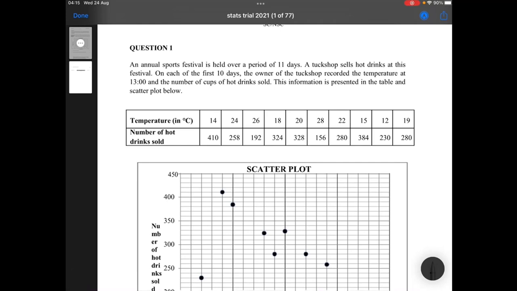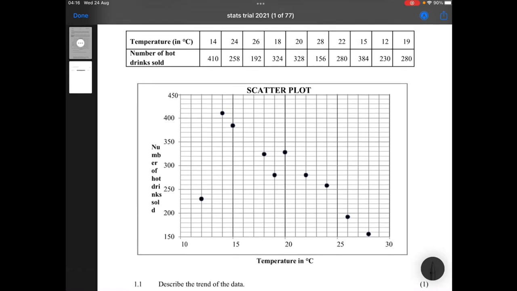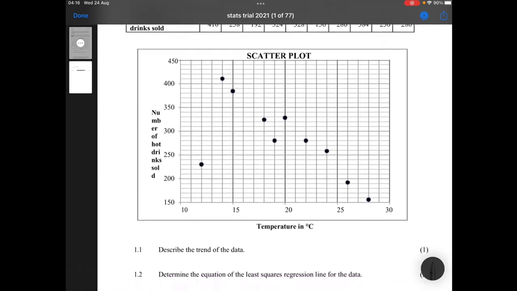We have the temperature for the 10 days from 14, 24, 26, so on until 19 on the last day. And then the number of hot drinks: 410, 258, to 280 on the last day. And then we have our scatter plot. And then 1.1 says describe the data. So let's look at our scatter plot. On the x-axis, we have the temperature, and on the y-axis, we have the number of hot drinks sold.